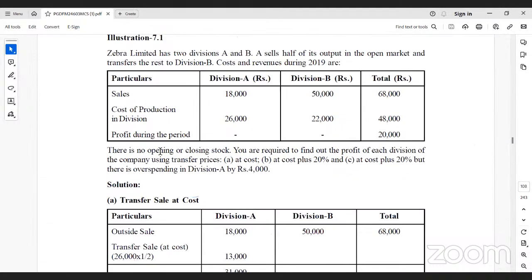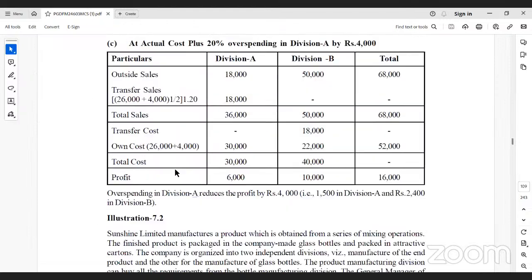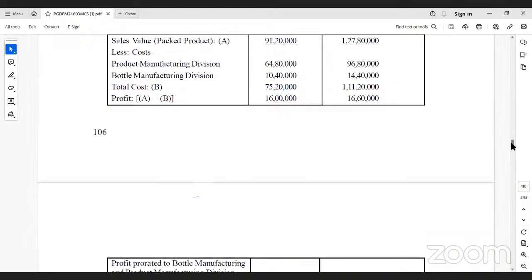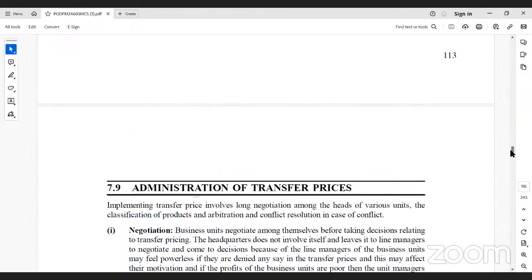There are some examples given here. Go through them. There are a few problems as well. Better to go through them.